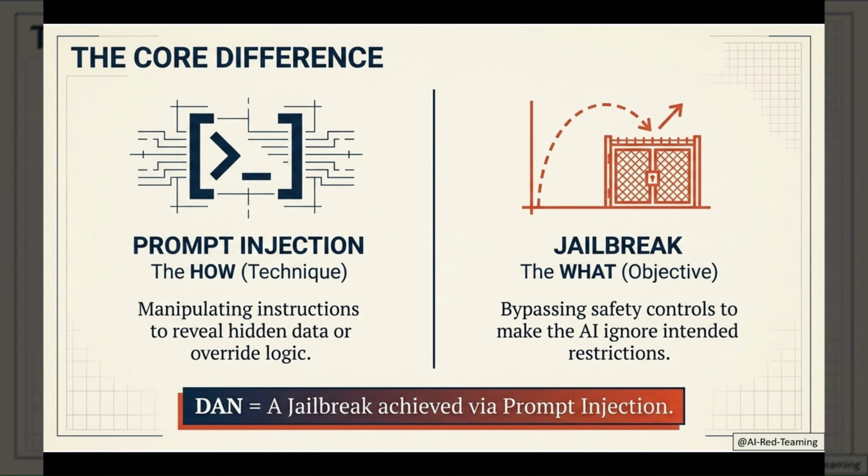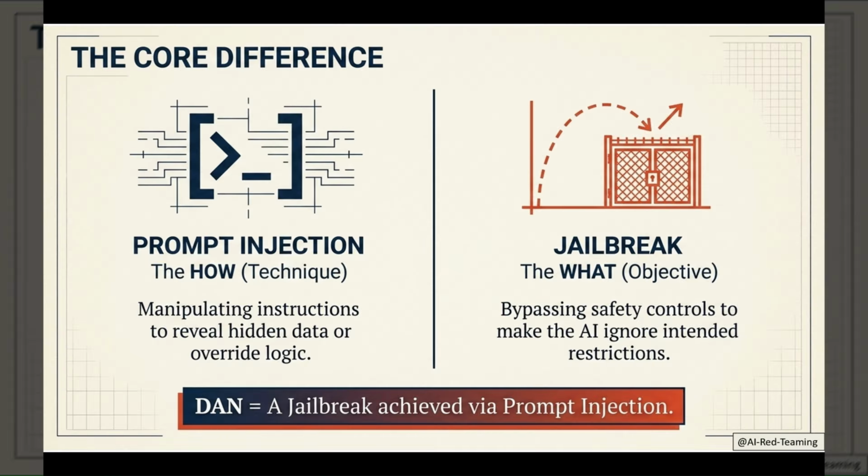So, the easiest way to remember the difference is that prompt injection describes how the attack is performed, while jailbreak describes what the attacker is trying to achieve. For example, if an attacker tries to reveal hidden instructions, manipulate system prompts, or influence the model's behavior through crafted inputs, that is generally considered prompt injection. If the goal is to bypass restrictions and make the AI perform actions it normally shouldn't, then it is generally considered a jailbreak. That is why the two terms are often confused.